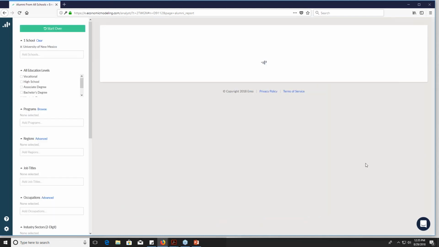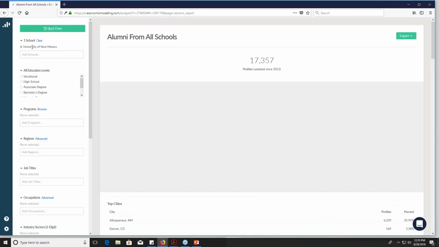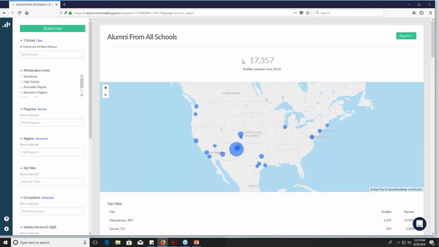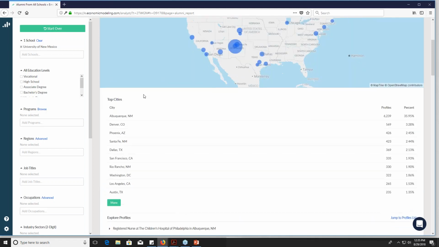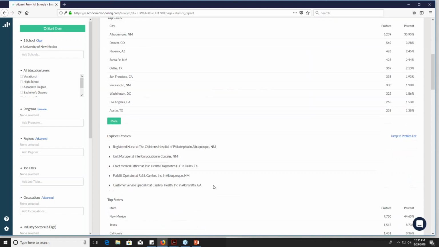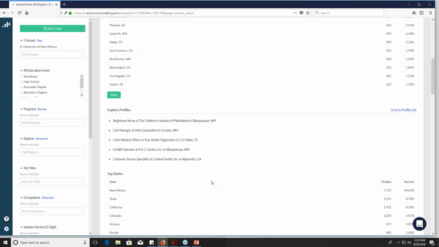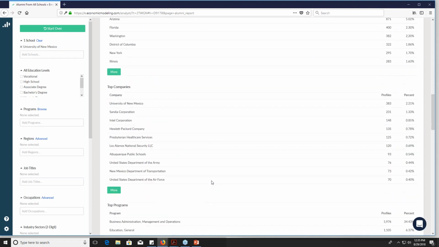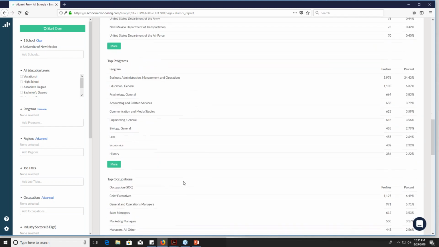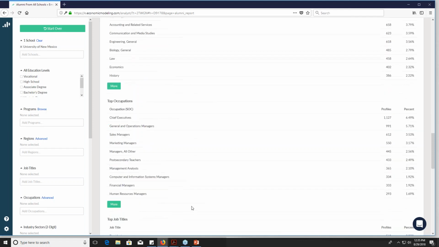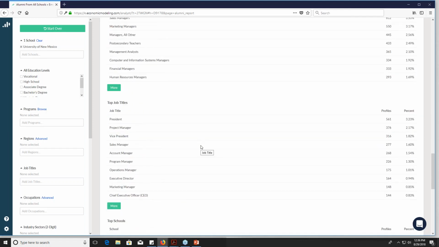And you run that data again, and I used it directly for UNM, and there's 17,357 profiles out there that list leadership. And so it goes through and tells me again, where they're at. The thing that I like about the skills is it actually will tell me the companies that are looking at leadership as being a top, some of the programs, the top occupations, the top job titles.